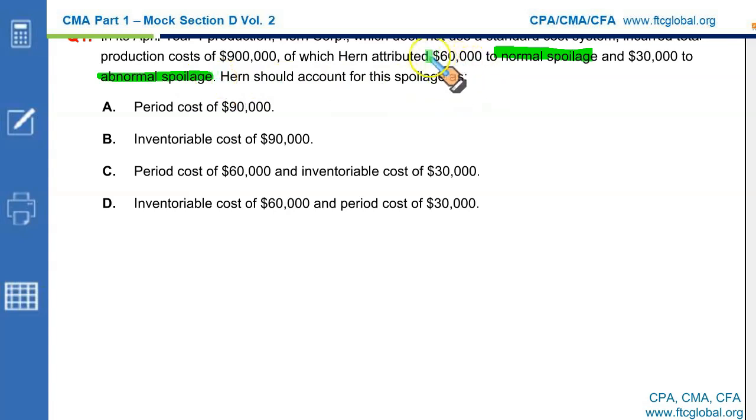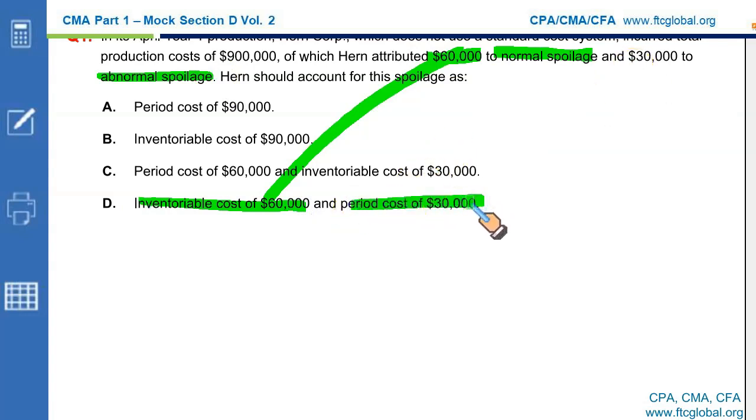$60,000. This one should be the inventoriable cost as just discussed, and the abnormal spoilage is considered as a period cost. It is not considered as a part of product cost. So we got D to be the correct option.